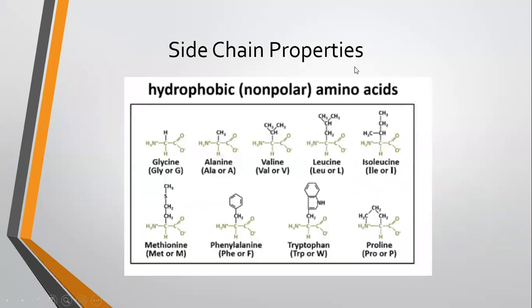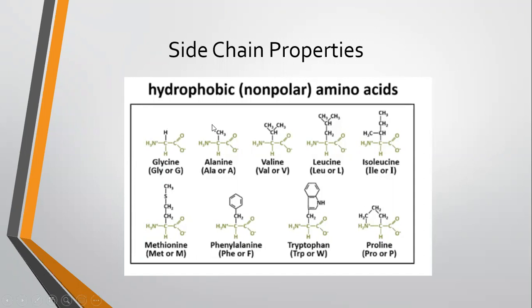Amino acids are grouped based on their side chain properties. Some are hydrophobic, some are hydrophilic, some are acidic, while others are basic. Hydrophobic amino acids are characterized by their side chains, which have mostly nonpolar qualities. So that's why you see mostly hydrocarbons in this case.